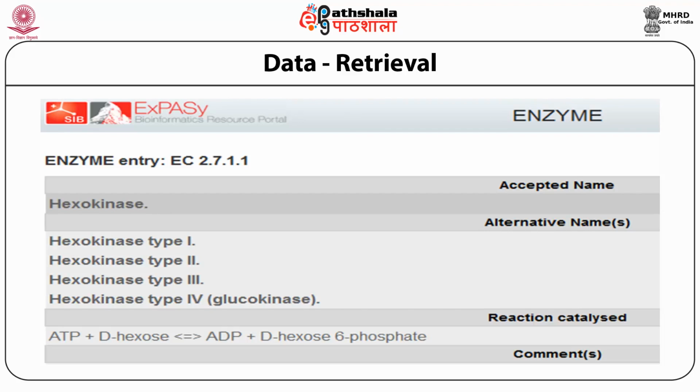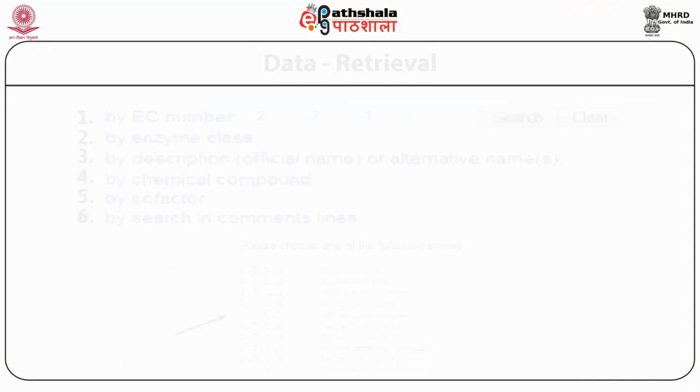Hexokinase type 1, 2, 3 and 4. The type 4 is glucokinase. And the reaction catalyzed is that the phosphate group is transferred from ATP to D-hexose, yielding ADP and D-hexose 6-phosphate.